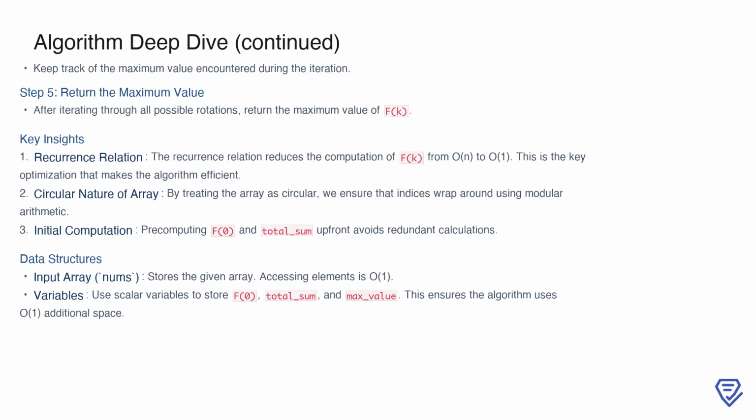The recurrence relation is the key innovation here, as it optimizes the computation of f(k) from O(n) per rotation to O(1). Treating the array as circular ensures that we can handle the wrapping of indices seamlessly using modular arithmetic. By pre-computing f(0) and total_sum, we avoid redundant calculations and ensure the algorithm runs efficiently. Additionally, this approach uses only a few scalar variables for storage, making it space efficient.